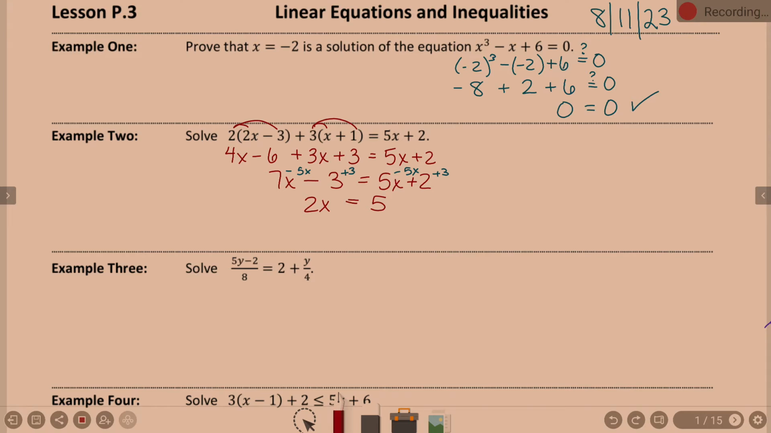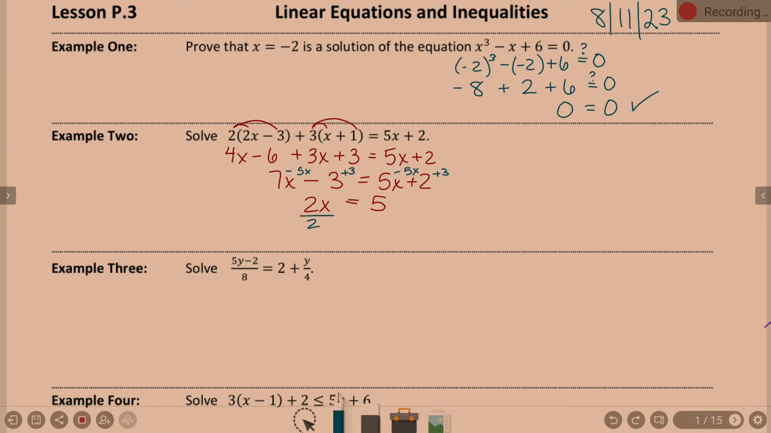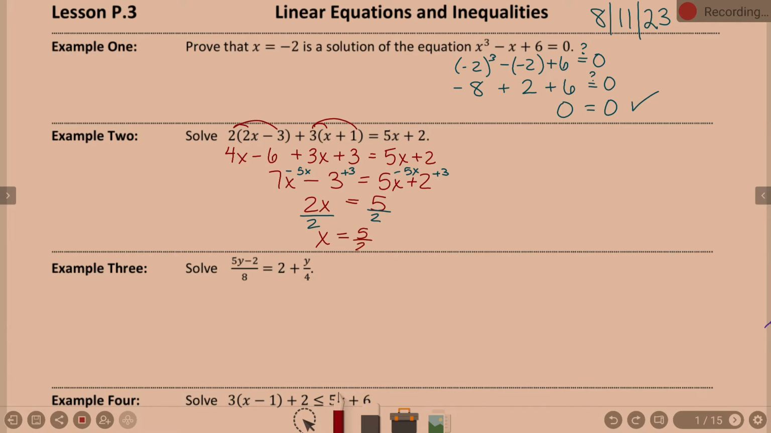2x equals 5. What do we do? Divide, yes. If it's 2 times x equals 5, we're going to officially divide by 2. And x is 5 halves, but I can take 2.5 as well.